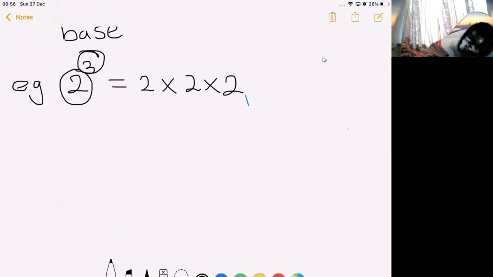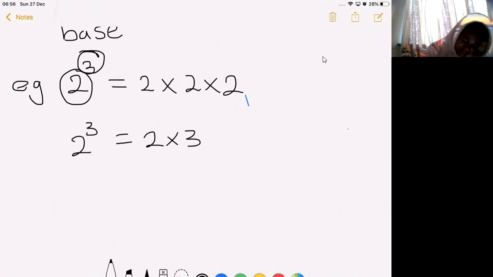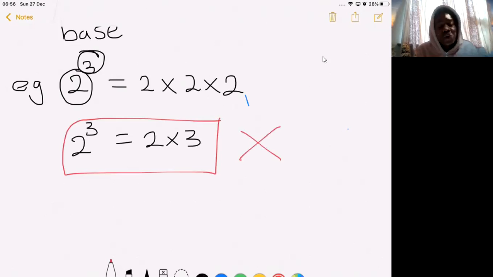Most people make the mistake of saying 2 to the power of 3 is equal to 2 times 3. This is a common mistake and it is very wrong. When we are saying 2 to the power of 3, we need to multiply 2 three times. So it means 2 times 2 times 2, not 2 times 3. That is the meaning of 2 to the power of 3.